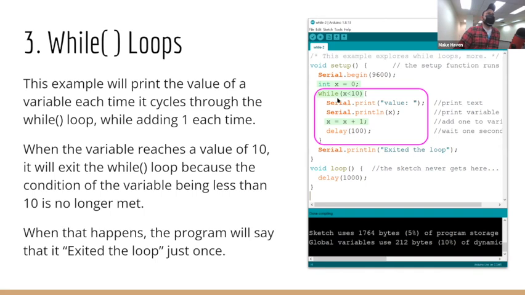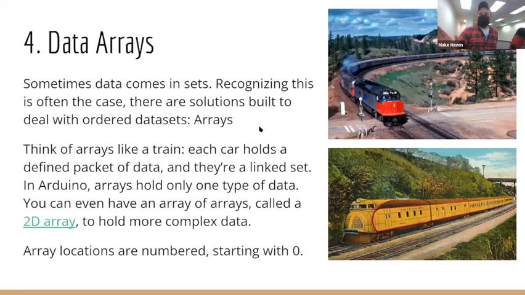In this case, it'll judge if the variable x is less than 10 every time it starts the loop, and then each time it goes through, it adds 1. So this is a fun one to do. It'll print out the values 0 to 9, and then when it gets to 10, it will be equal to 10, not less than 10, and then it exits the loop and says exited the loop. So, they're simple little programs to get started, but that's how you get going.